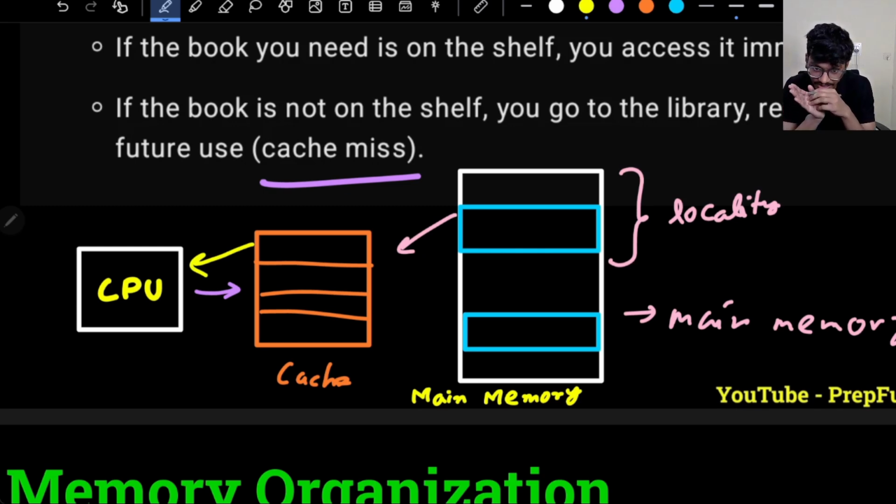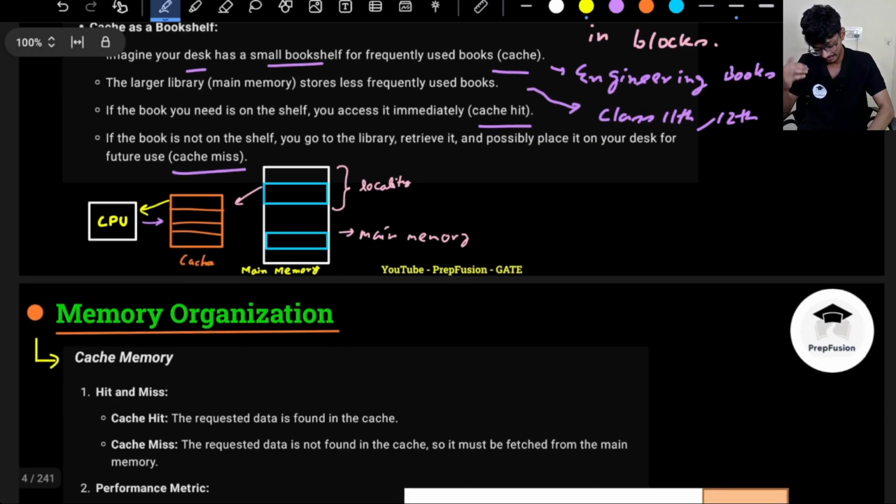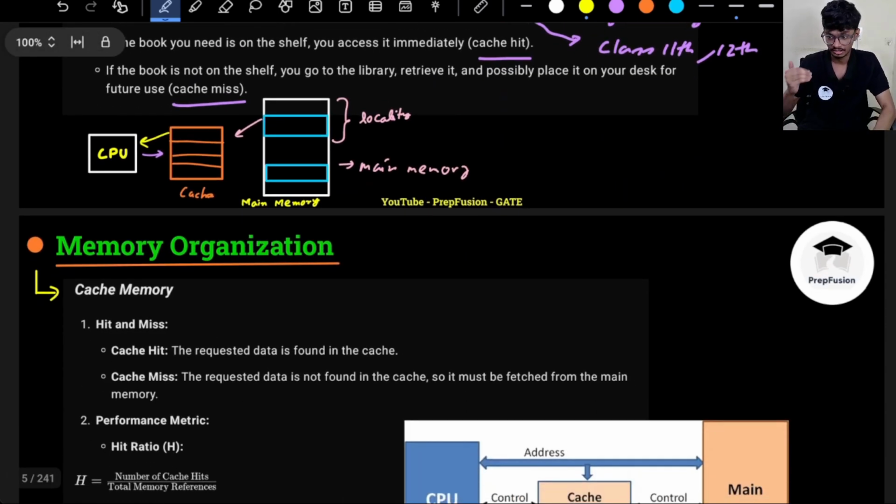So the CPU actually never goes to the main memory directly. CPU always goes through the cache memory. Okay, so that is the important point that you need to understand. I have explained the basic working of cache memory.